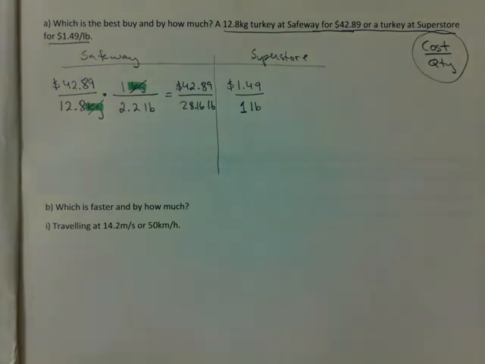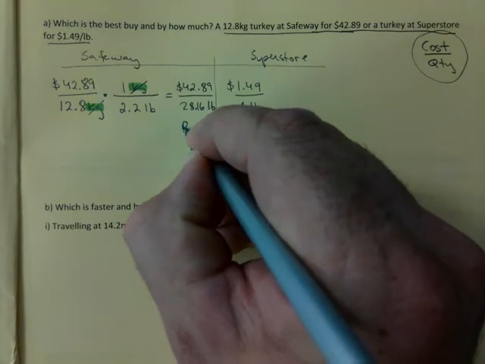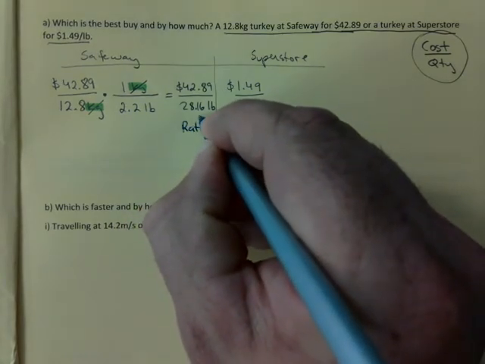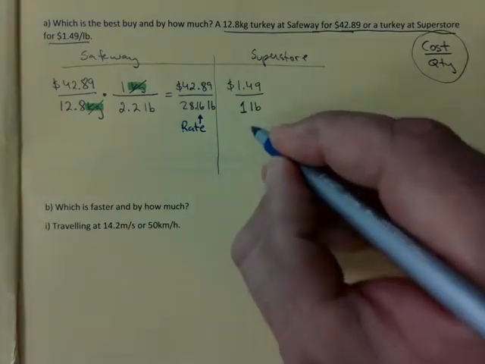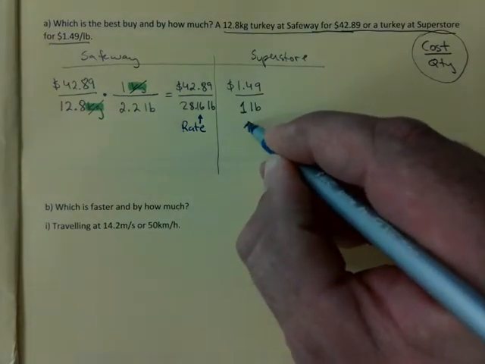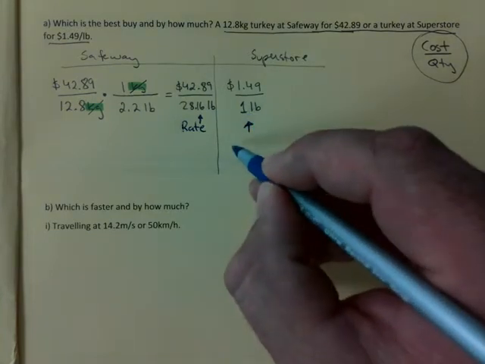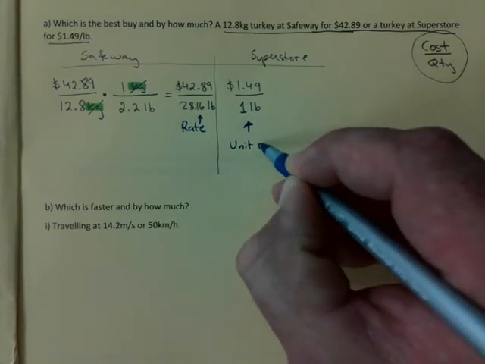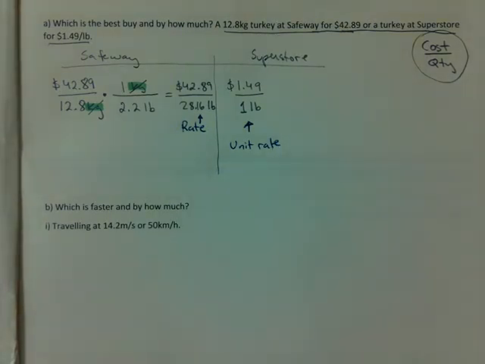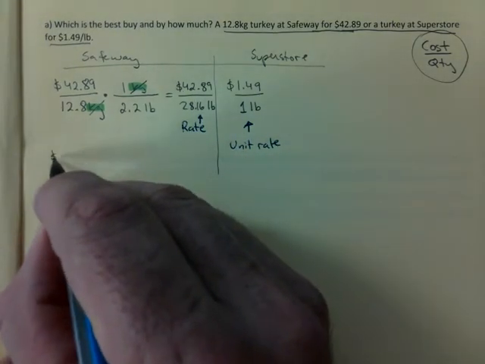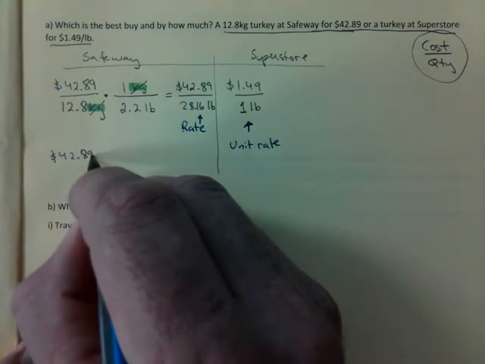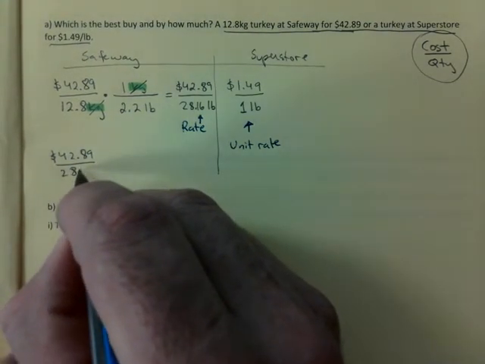Here's where I'm going to use a different color, and I'm going to say that this is a rate. If the denominator is 1, it's a unit rate. That's the only difference between a rate and a unit rate: your denominator is 1. So watch what I'm going to do here. I'm going to copy that same. I know it's more writing than you would like to, but you can handle it.